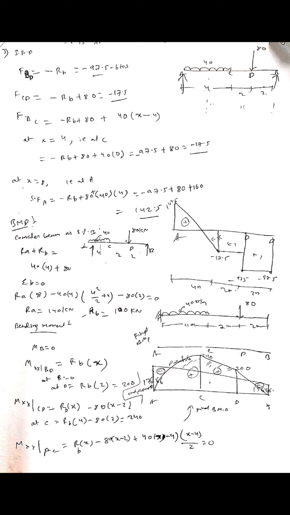So now we need to draw the shear force diagram. We know how to calculate the shear force values. So we can calculate shear force at A, B, C and D, and the shear force diagram will be as shown in the figure. As it is UDL, from A to B you can see the shape there, and in the BMD from A to B it is a parabola.